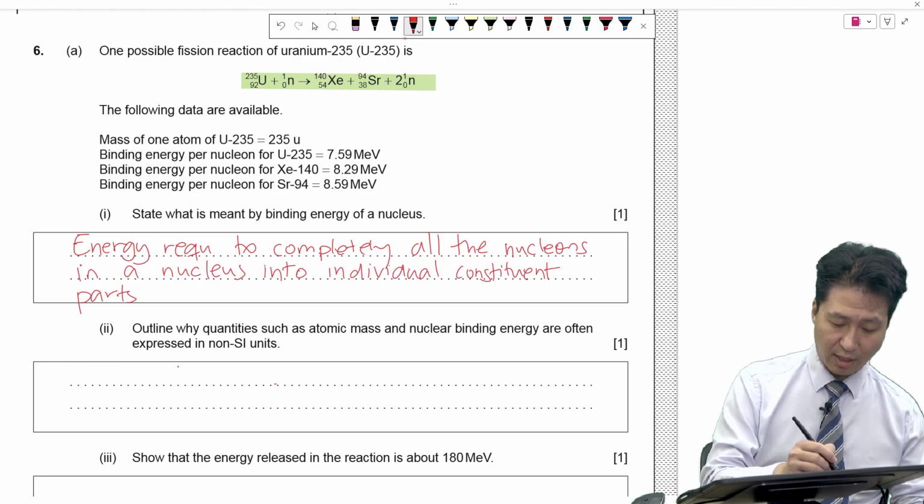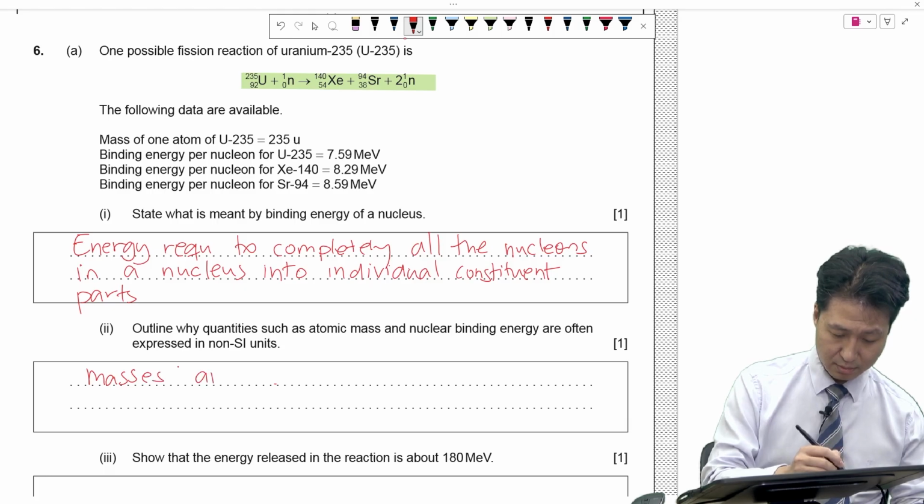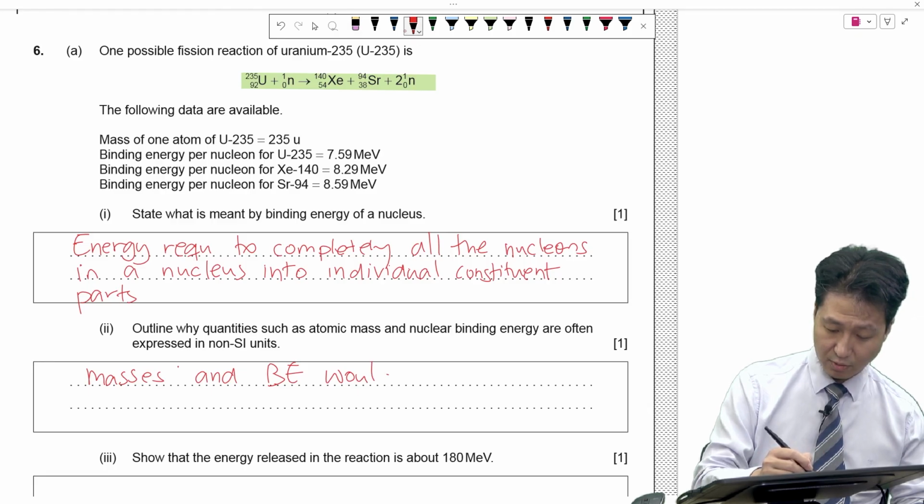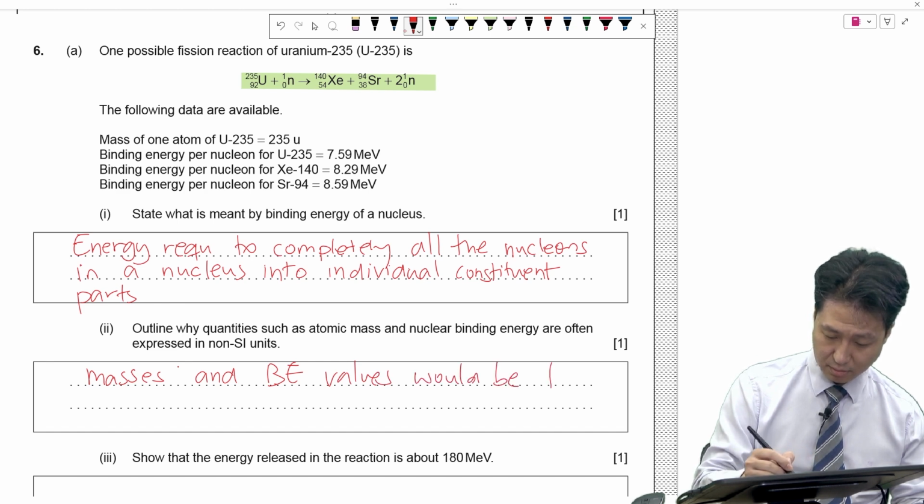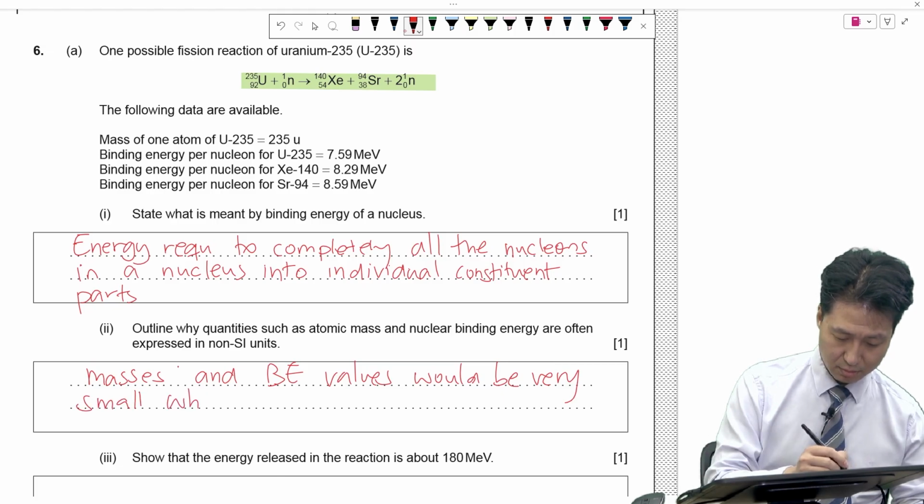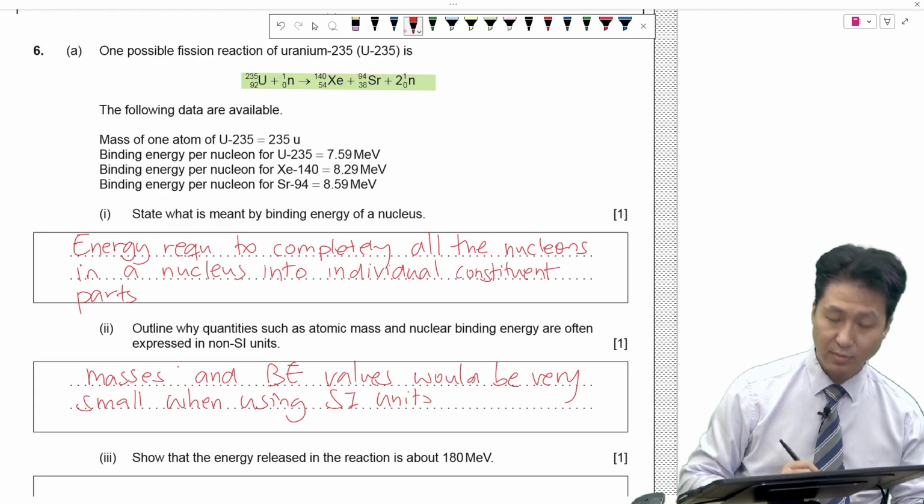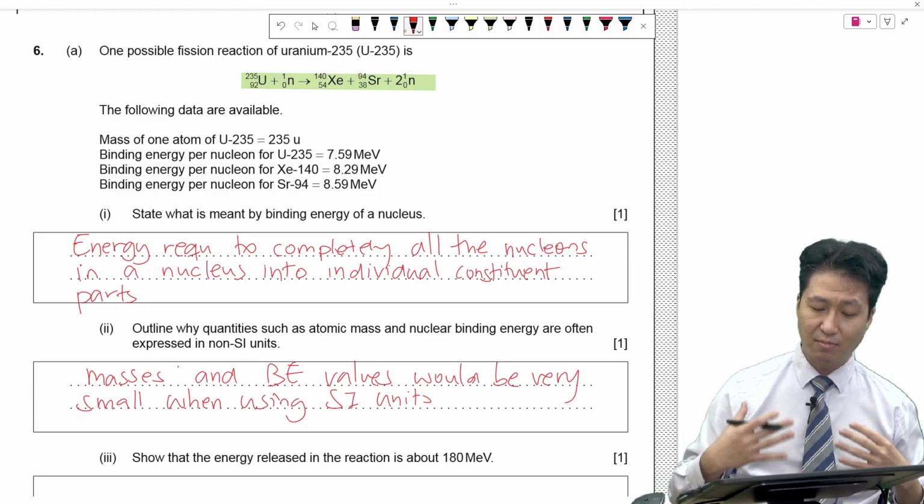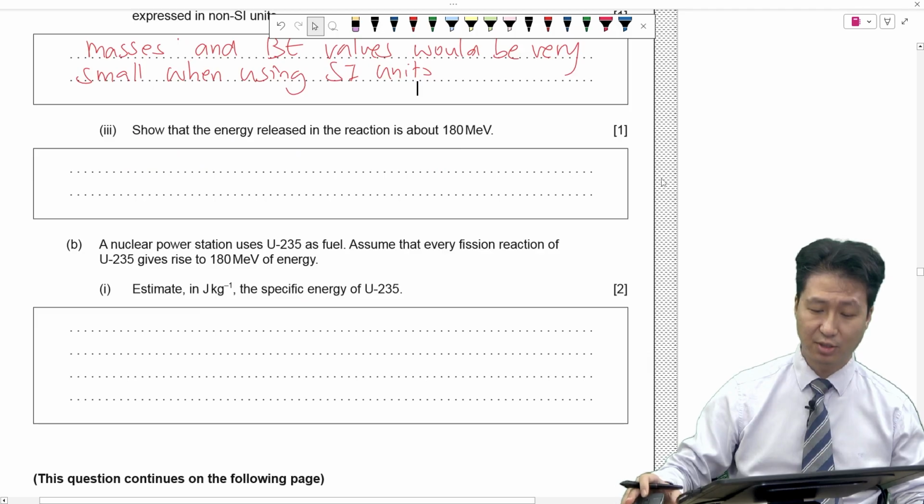So actually, you should express the masses and nuclear binding energies in these units. The values of masses and binding energies would be too small if you were to use SI units.